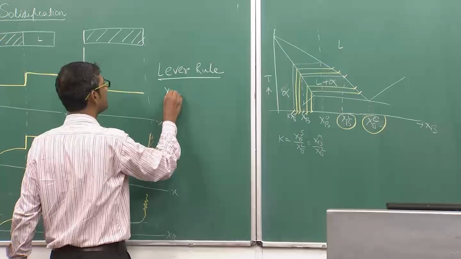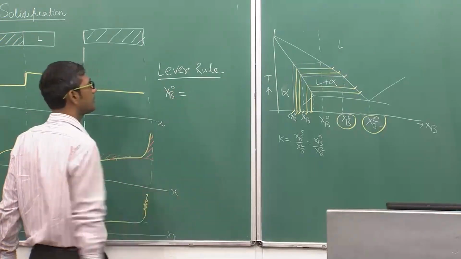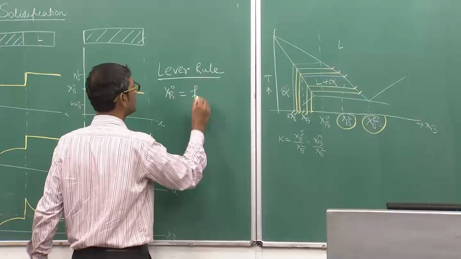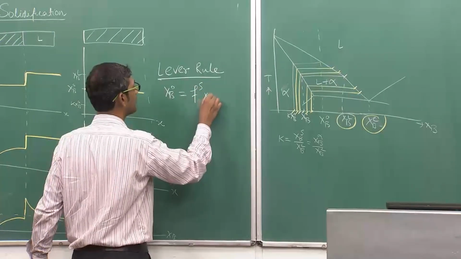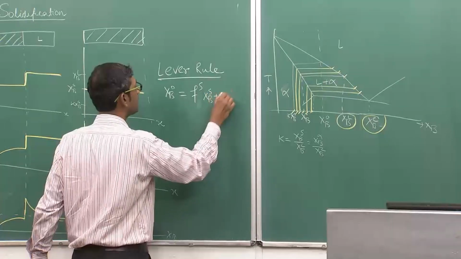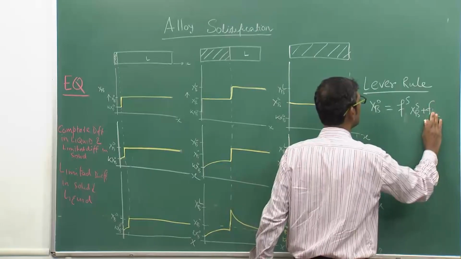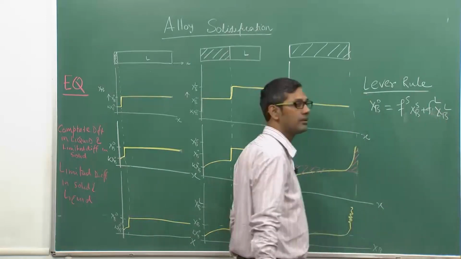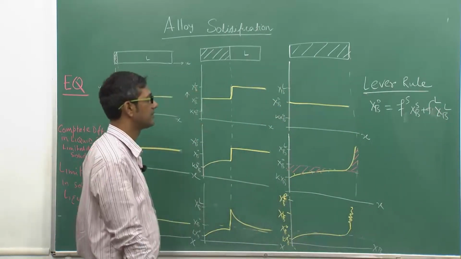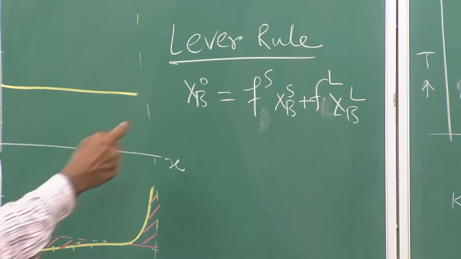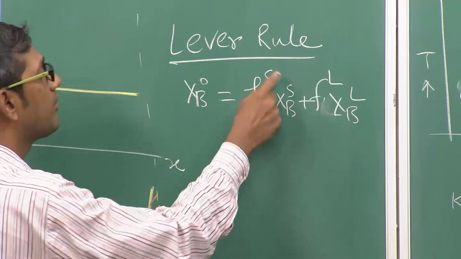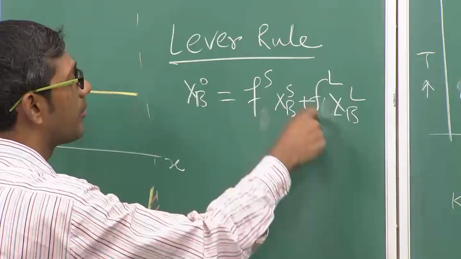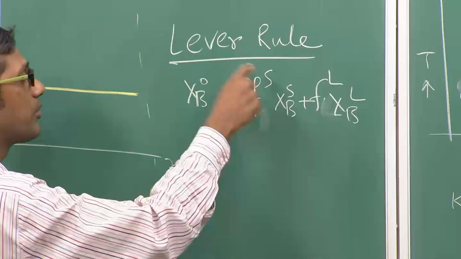Lever rule says xb0 is the base composition, thus multiplied by, suppose, fraction of solid multiplied by solid composition plus fraction of liquid multiplied by composition of the liquid. Mass balance must be retained, correct? This is the original alloy composition, thus must be equal to the total composition of the solid multiplied by the total composition of the liquid. How do you get the total composition of solid?